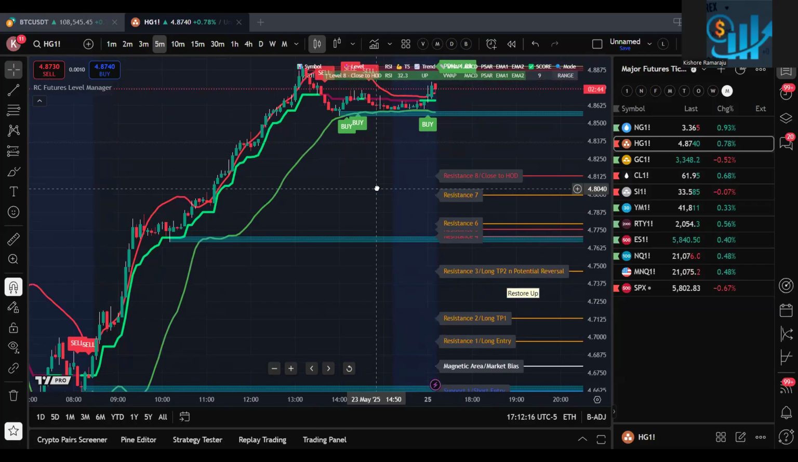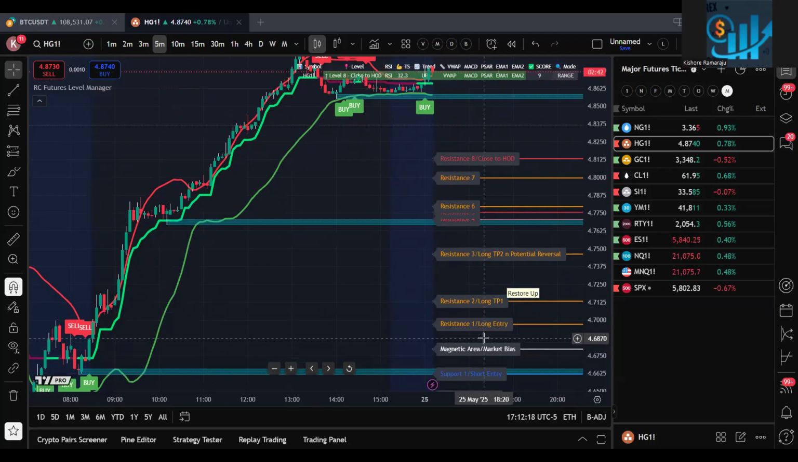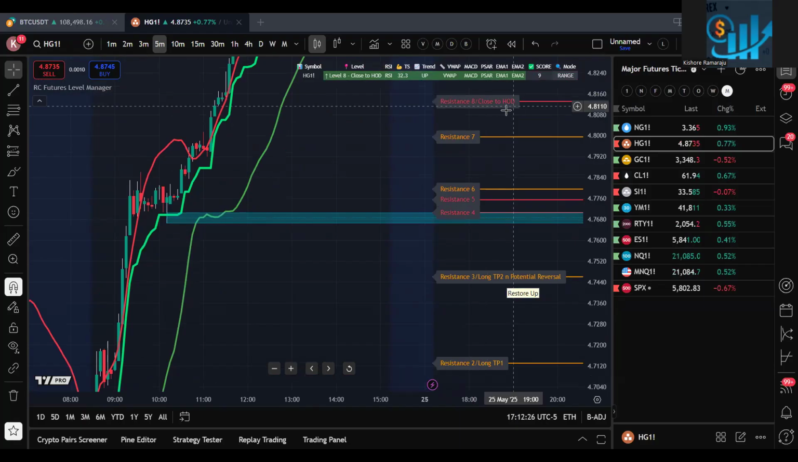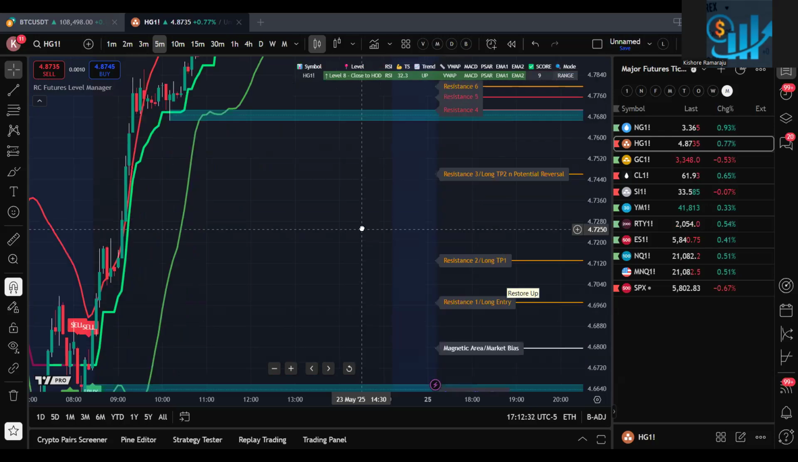On these days, generally your price will be above the magnetic area. It will go to resistance 1, 2, 3, 4, 5, like that. It will keep on going up through all the levels. It will reach the high of the day. So if a ticker is bullish, it will reach the high of the day. If a ticker is bearish, right?